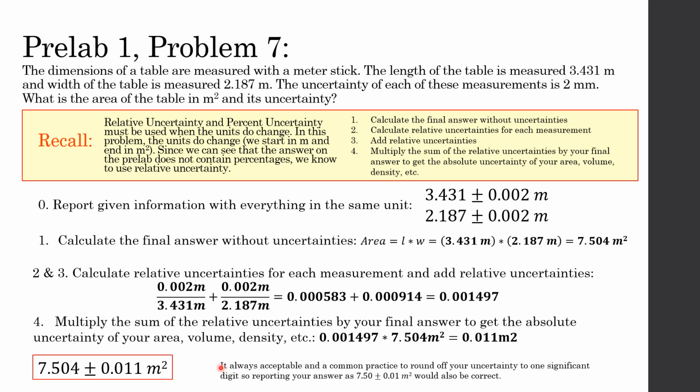And then remember, it's always acceptable and it's a common practice to round off your uncertainty to one significant digit. So reporting your answer as 7.50 plus or minus 0.01 meters would also be correct. Either one, both of them are equally correct. Neither one is better than the other.